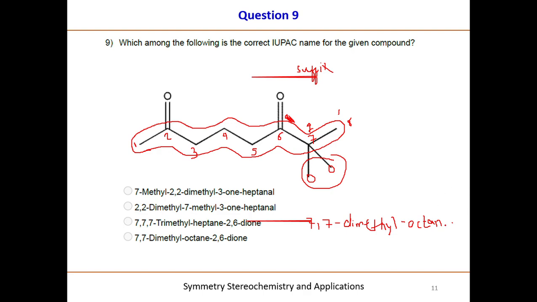Okay. So now, last, we will write our suffix or functional group. We can see here at carbon number 2 and 6 we have two ketone groups. So we will write here 2, 6 dione, because two ketones are there, di, and one is for ketone, dione. So the name will become 7,7-dimethyloctane-2,6-dione. The option number 4 is correct.